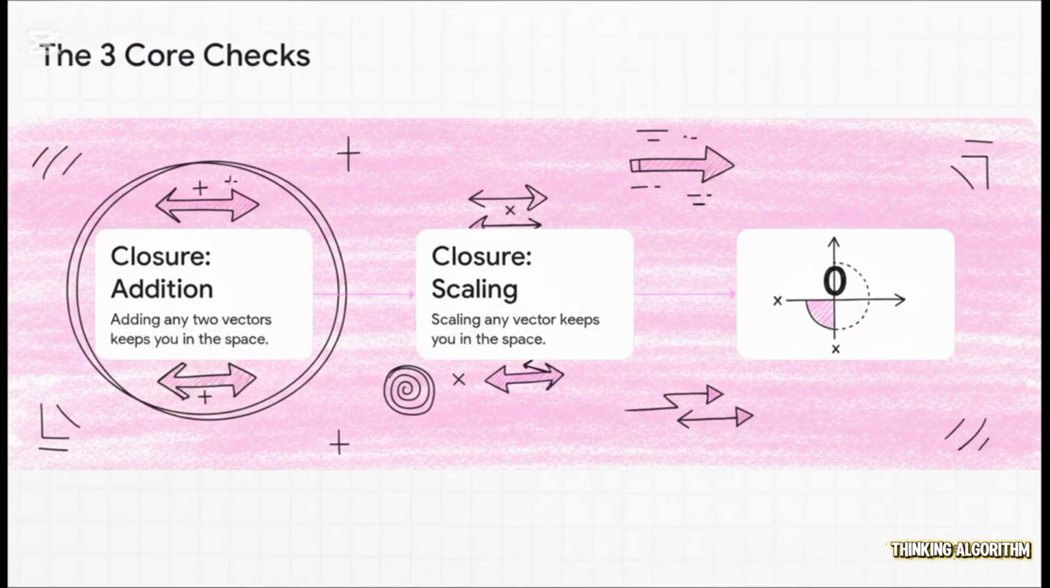So here's the bottom line. If you want to check if something is a vector space, you really only need to ask 3 things. 1, is it closed under addition? 2, is it closed under scalar multiplication? And 3, does it include the origin, that 0 vector, which is kind of our home base? If you can say yes to all 3, boom, you've got yourself a vector space.